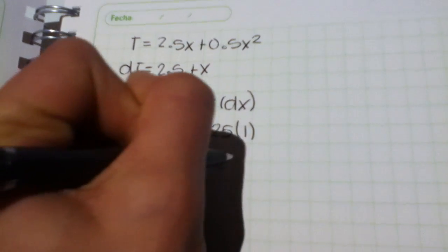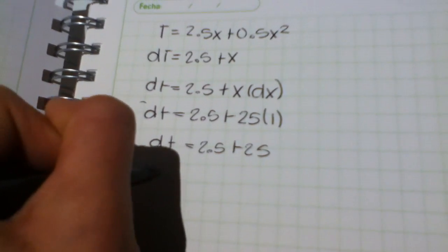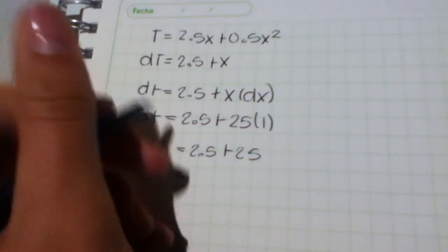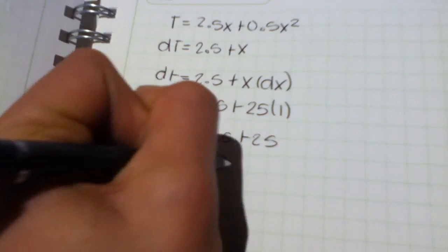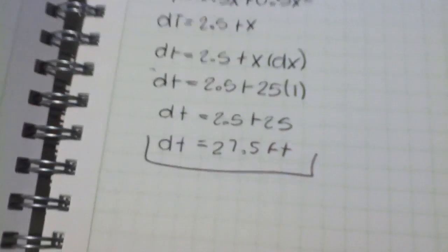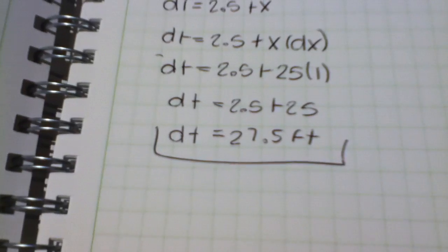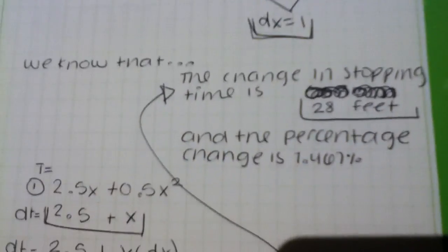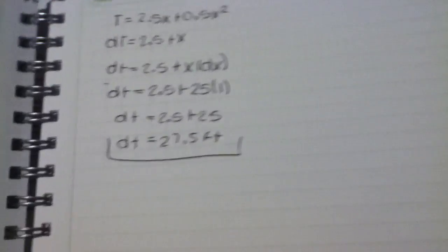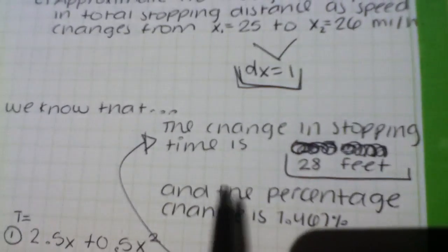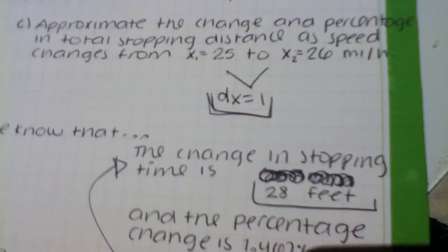2.5 plus 25, and this would give us dt equals 27.5 feet. Meaning that our approximation to the change in stopping time is 27.5 feet, which is really close to the real change in stopping time, meaning that it was correct.